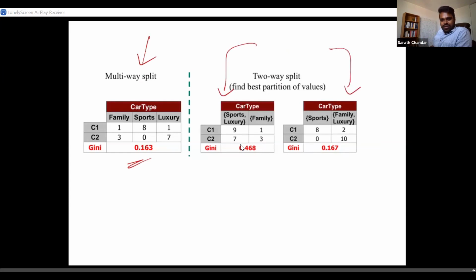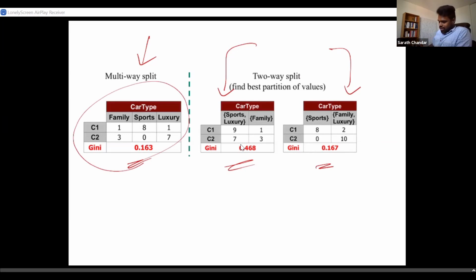Now there were a lot of you who thought that sports and luxury should go together. But you can see that based on this data set, putting sports and luxury together has a higher Gini index. On the other hand, this has better, and it so happens that this is the best. So if you want to decide between a two-way split or a multi-way split, just compute the Gini, and whatever has the lowest Gini, go for it. Is that clear?